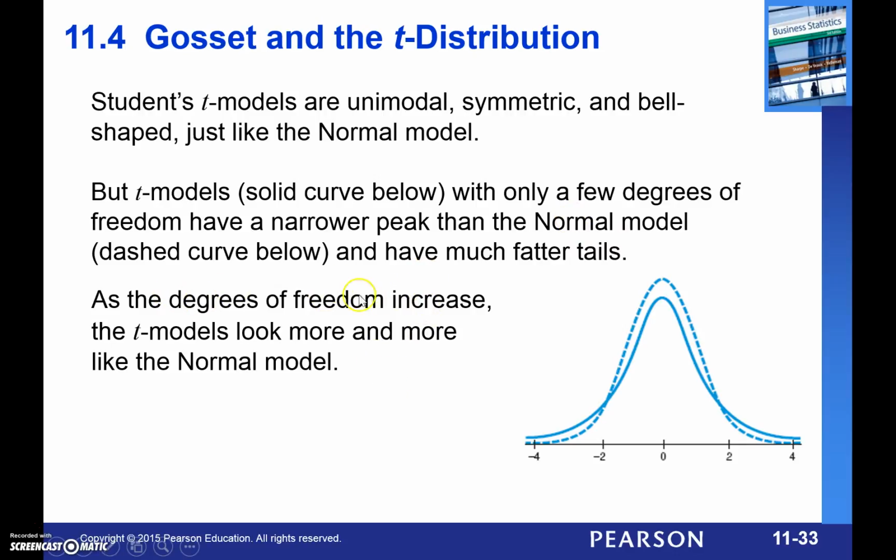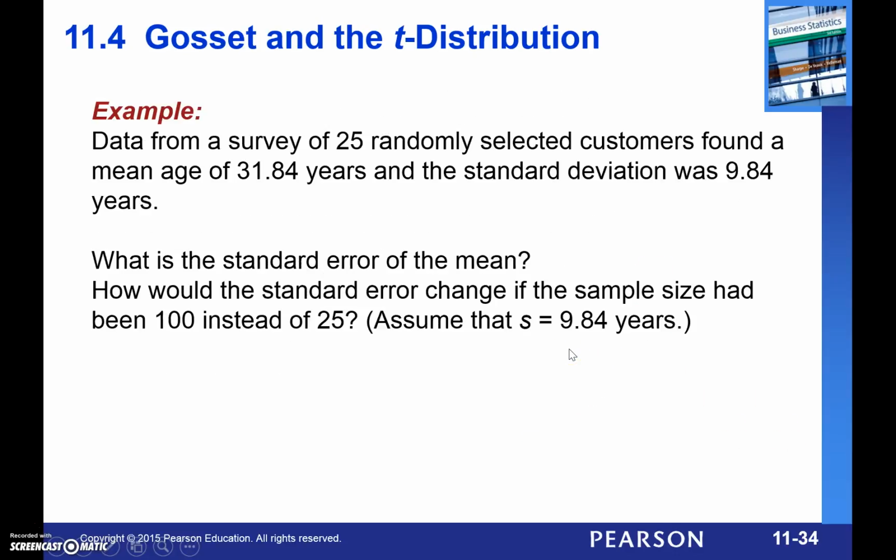And this is related to degrees of freedom. As degrees of freedom increase, the student's t, this solid line, becomes closer and closer to the dotted line. They start to look exactly the same. So let's look at an example.